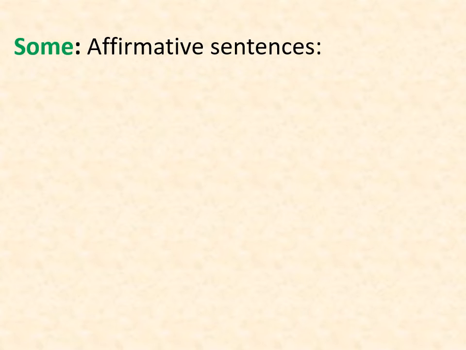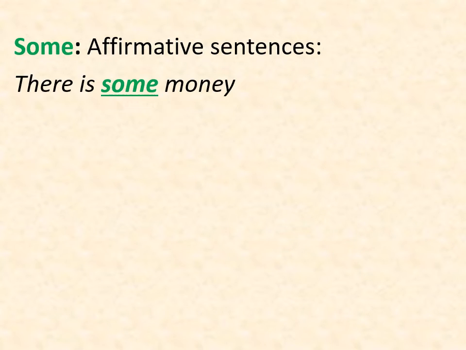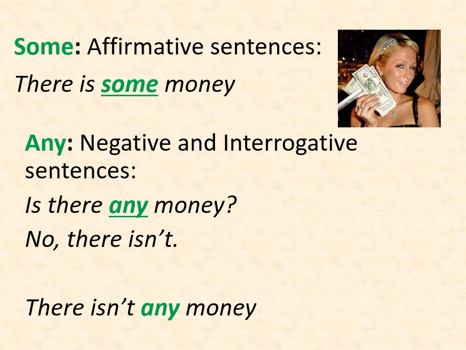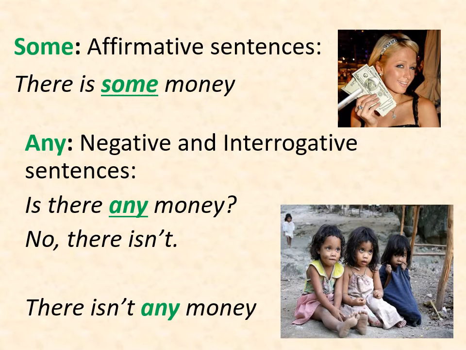So I use some in the affirmative sentence. There is some money, like this. Any, I use it in the negative and interrogative. Interrogative means a question form. So I'll say, is there any money? No, there isn't. Or there isn't any money. So some, I use it in the affirmative only, while any, I use it in the question or the negative.